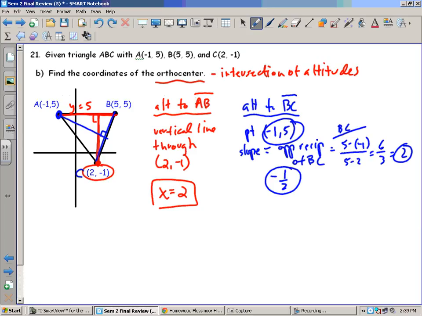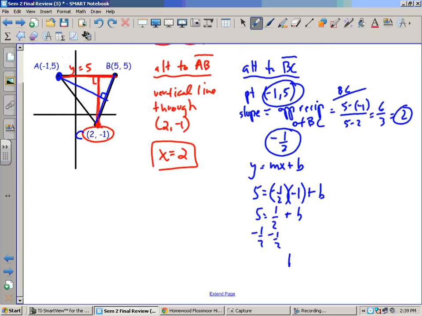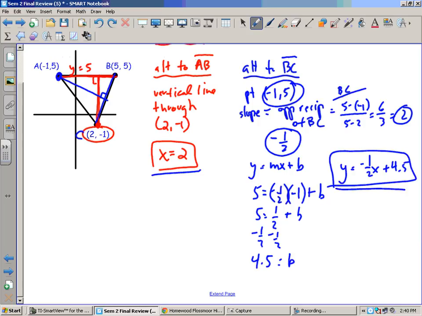My point is -1, 5, so now I just find an equation. So y equals mx plus b. Y is 5, m is -1/2, x is -1, and I'm looking for b. So 5 equals +1/2 plus b, subtract the half. So b ends up being 4.5. So my equation for the altitude, therefore, would be y equals -1/2 x plus 4.5.